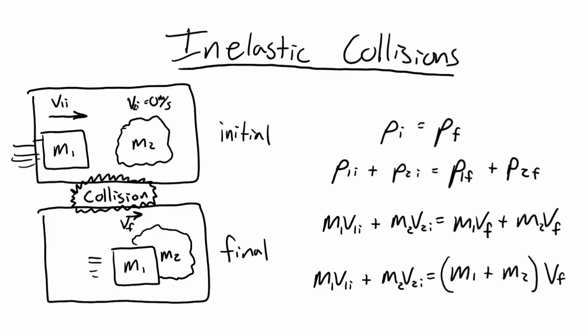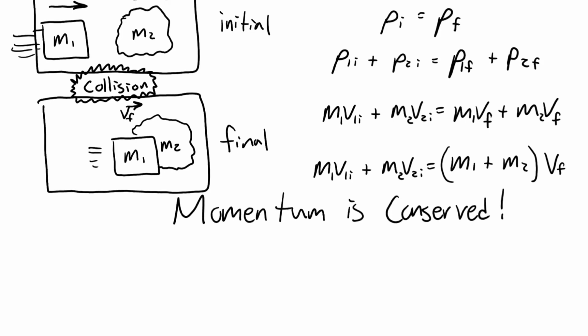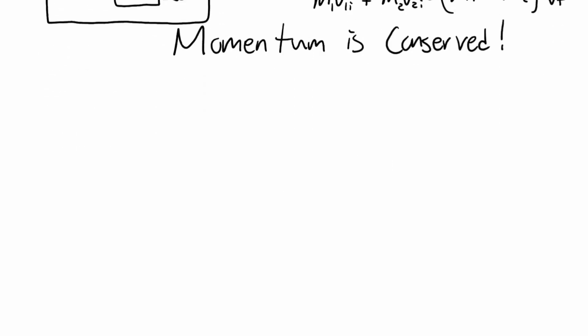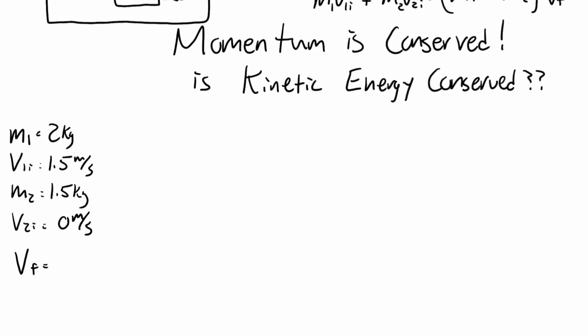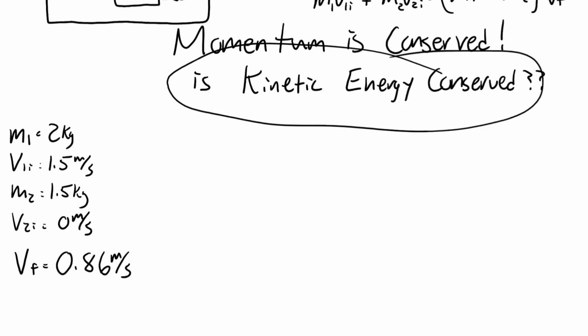So we just showed that for inelastic collisions, momentum is conserved. The initial momentum of the whole system is equal to the final momentum. So momentum is conserved. But is kinetic energy conserved? That's what we want to figure out. So let's use the same data from that first question there. I'll write it out on the side. So we have the two carts with their initial velocities, and we calculated that the final velocity was 0.86 meters per second. Okay, so now we want to know, is kinetic energy conserved?